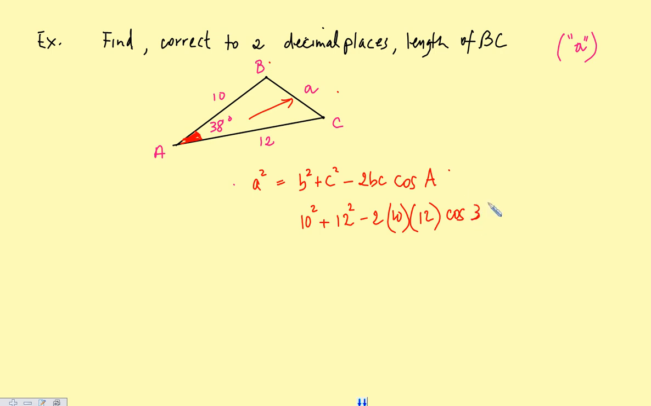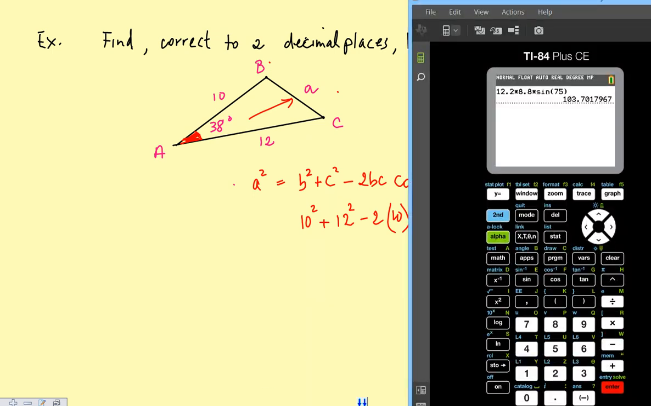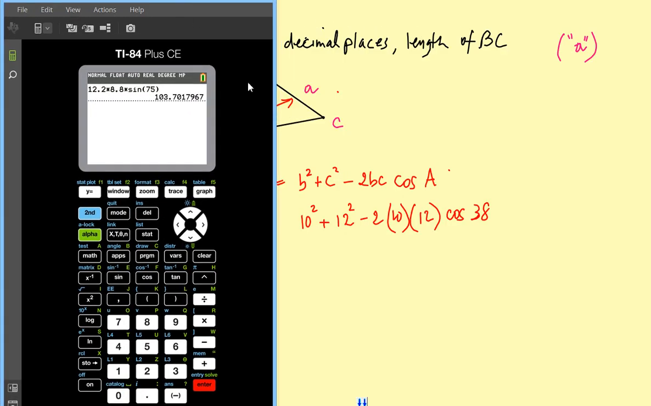So it's 38. Now the hard part of this is really the part where you've got to place this all in your calculator. My suggestion has always been, and will continue to be, to place all of these things in at the same time. So don't do 100, then plus 144, minus 2 times 10 times 12 times the cos of 38. Just do it all in one shot together.